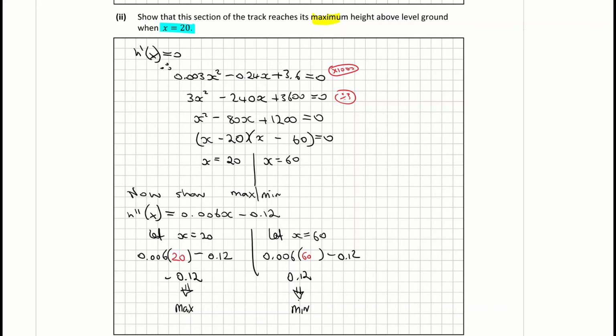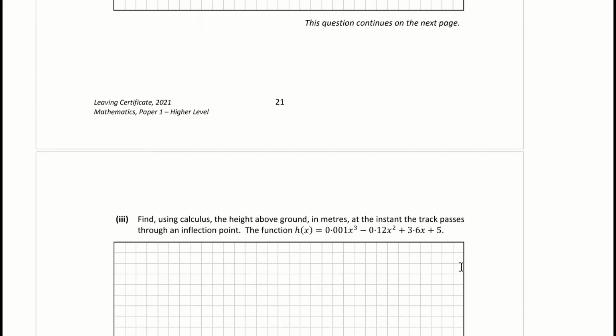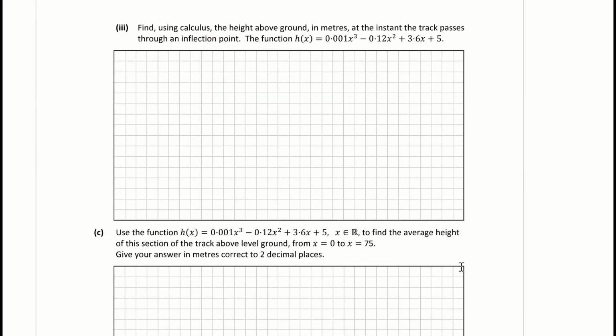So show that this section of track reaches its maximum height above level ground when x is equal to 20. Well, we have just done that now. So we didn't need the right hand side. All we needed to do was sub in the 20. But look, it's good to verify that 60 was not our solution. Okay, that's B part 2. Scrolling down now to B part 3. It's asking us to find, using calculus, the height above ground in meters at the instant the track passes through an inflection point. And they've just given us the function there again.